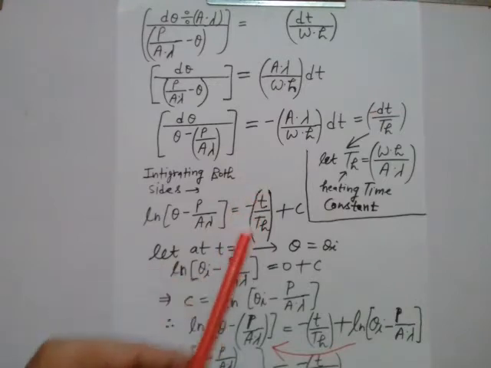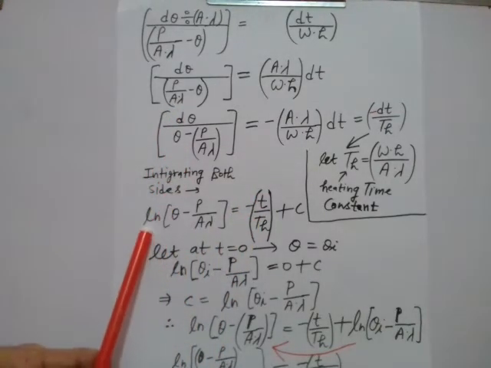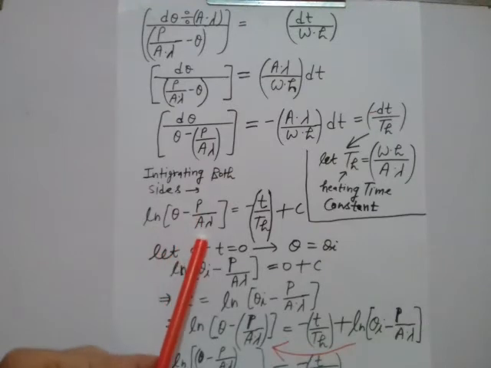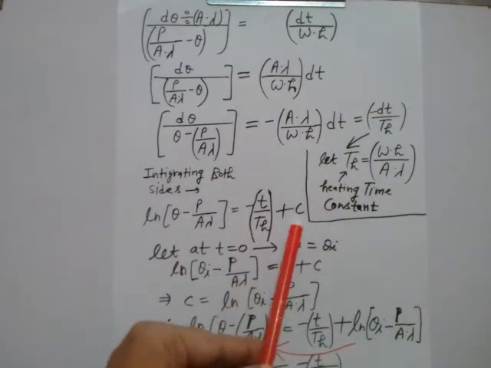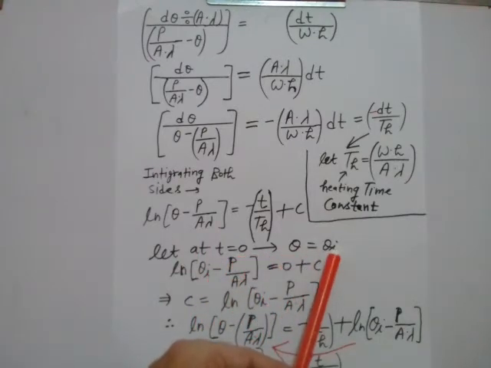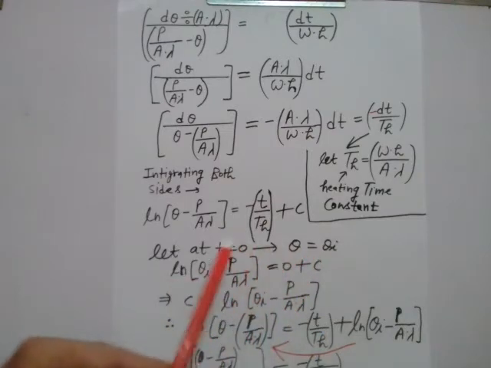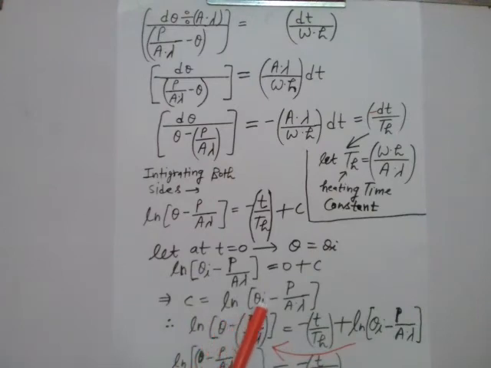So when you integrate both sides, this term becomes a natural log. Natural log of (theta minus p by a lambda) is equal to minus t divided by time constant tau h plus some integration constant c, right? Suppose initially, that means at t is equal to 0, the initial rise in temperature is theta I. So you will put these limits into this equation. You will get c is equal to ln (theta I minus p by a lambda), right?